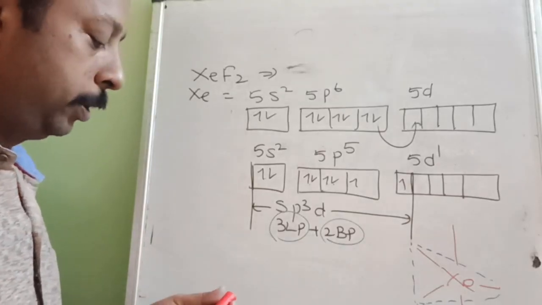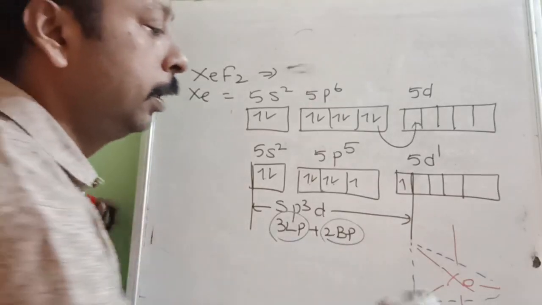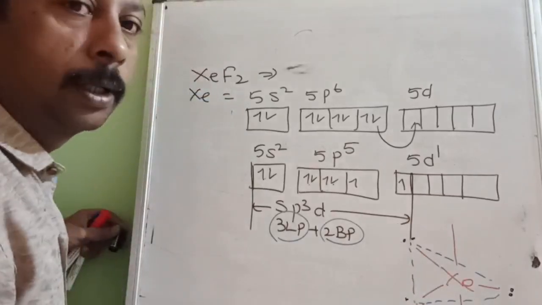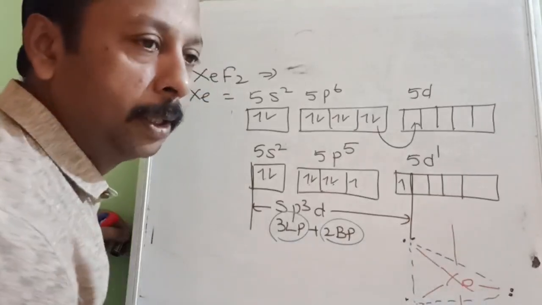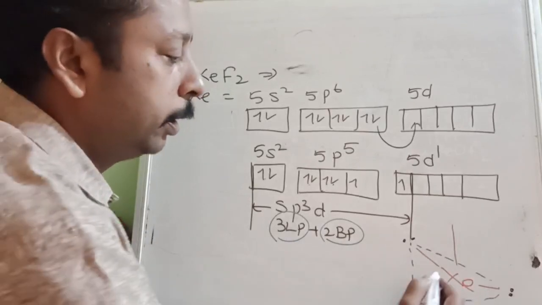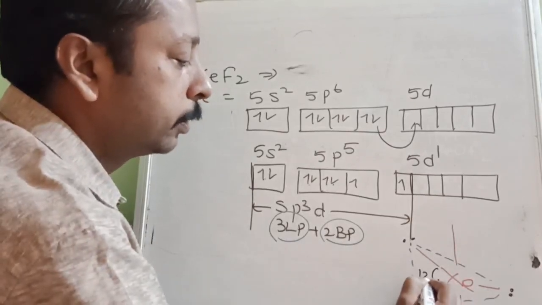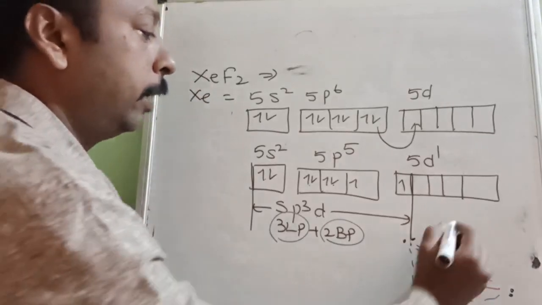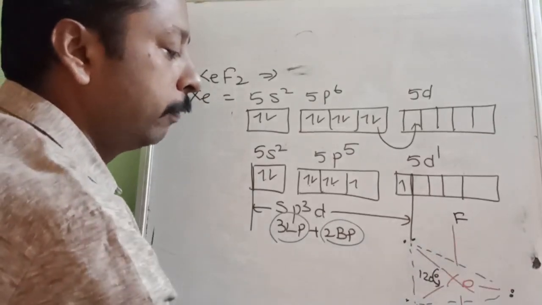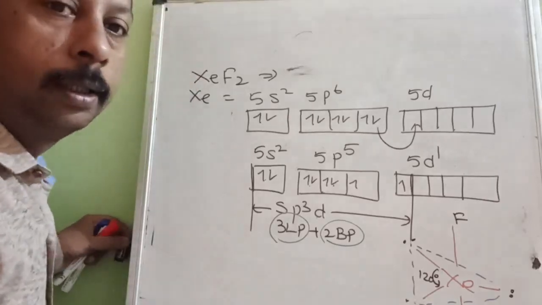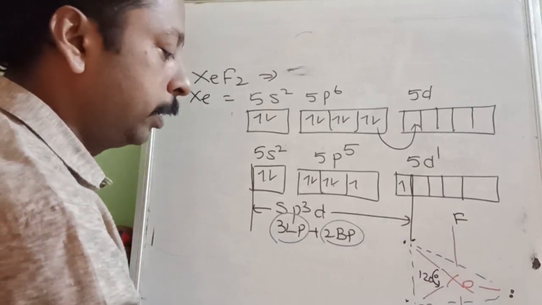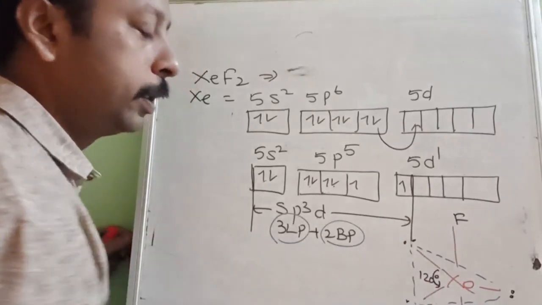The best position to keep the lone pairs is at the vertices of a regular triangle. Why? Because lone pairs have more repulsion, so they are to be kept at the largest bond angle. This is the largest bond angle possible, and one fluorine will be here, another fluorine will be here, like this. XeF2. So what is the shape? It is linear. Is it understood?